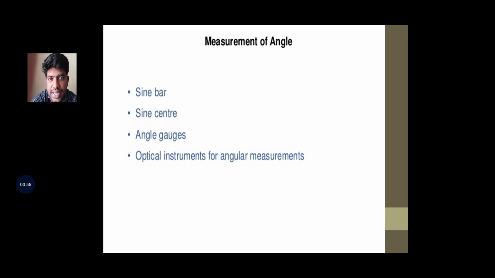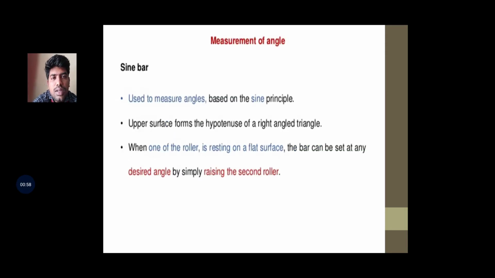First we see the sine bar. It is used to measure the angle based on the sine principle. The upper surface from the right-angle triangle is the angle for making the measurement of the sine bar. When one of the rollers is resting on a flat surface, the bar can be set at any desired angle by simply raising the second roller. By using this method, we make the measurement of the angle on the sine bar.